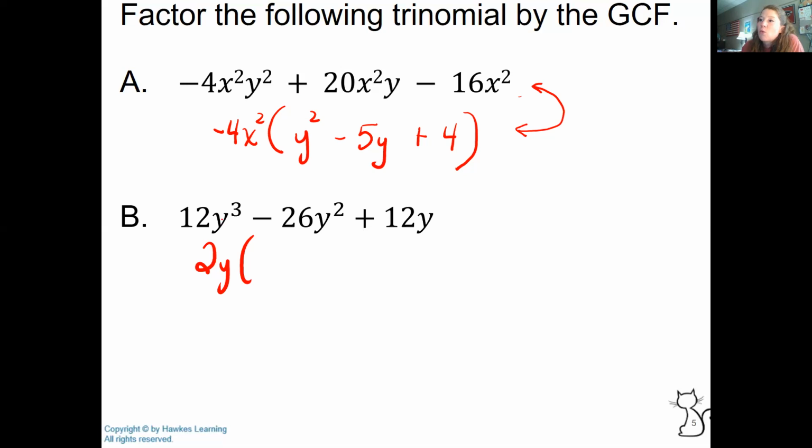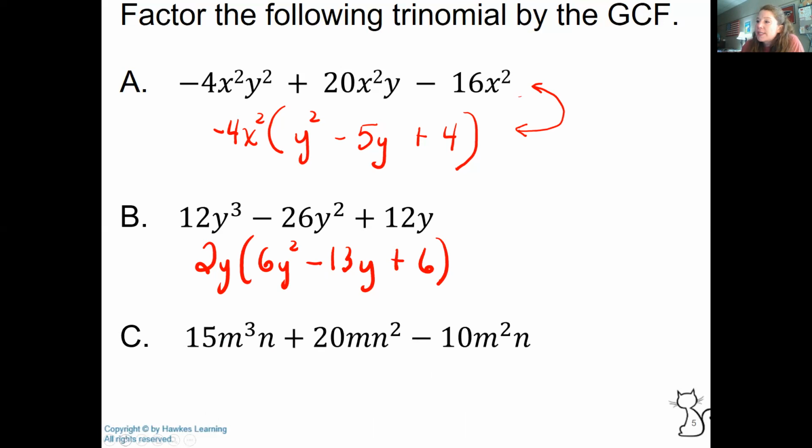All right, so 12y to the 3rd divided by 2y. If I pull out one of those y's, I have 2 y's left. All right, -26 divided by 2 is -13. I had 2 y's, I brought out 1, so I have 1 left. And then 12y divided by 2y is +6. Then you check your 3 terms, make sure that they don't have any common factors, and they do not. And if I use the distributive property, I can prove my answer is true.